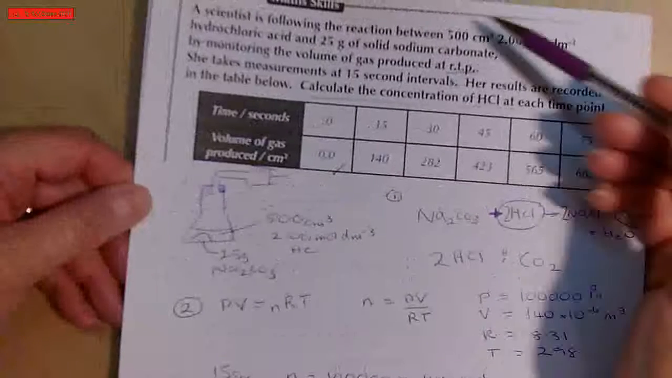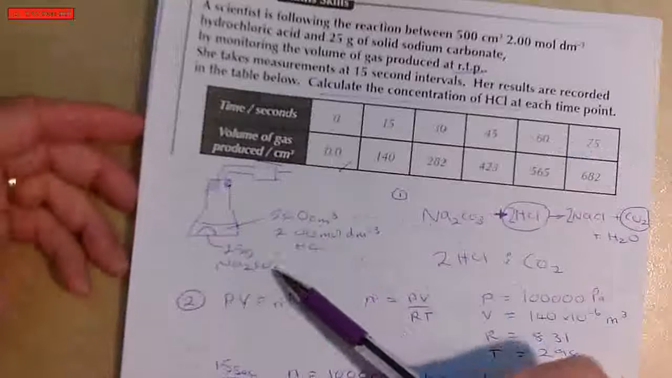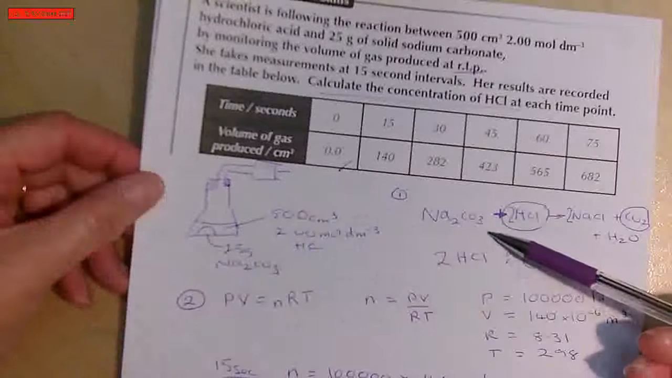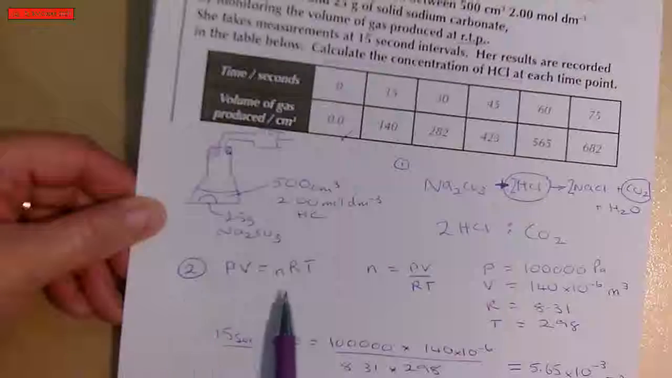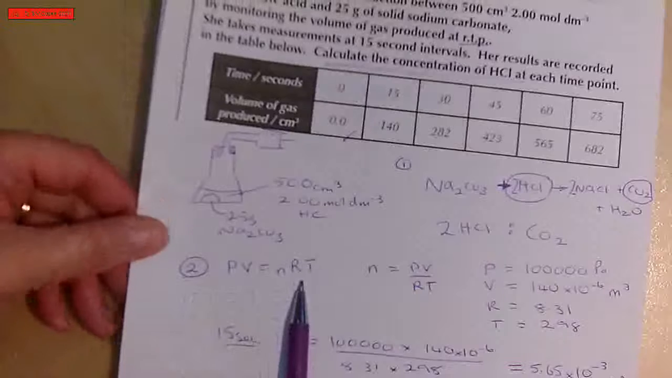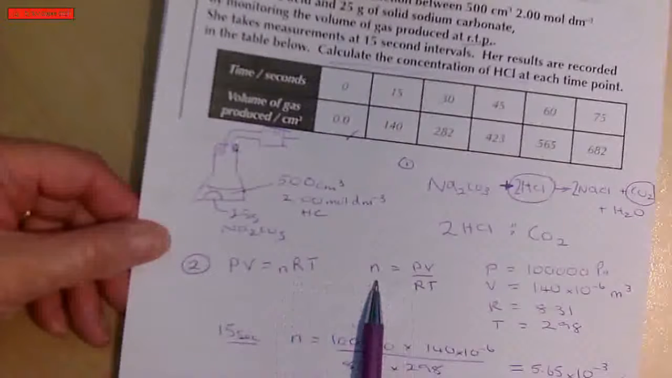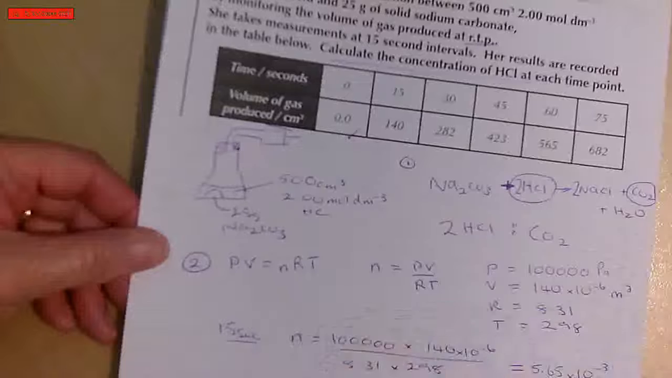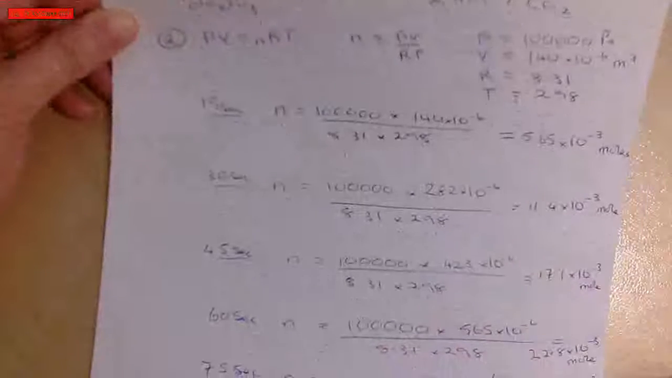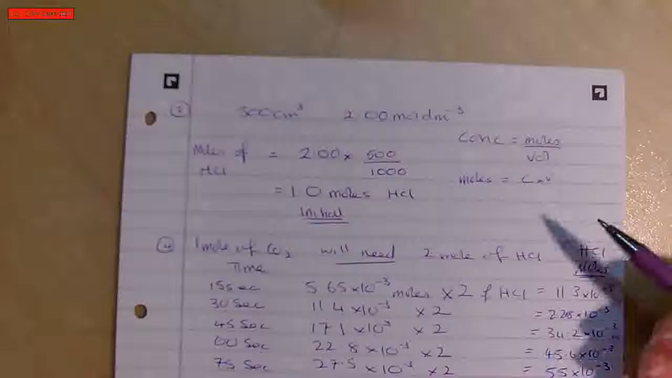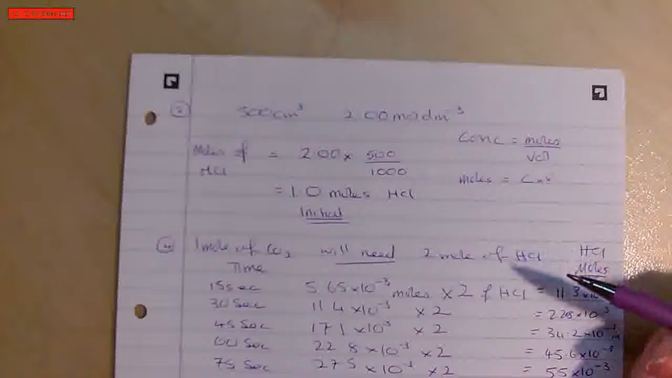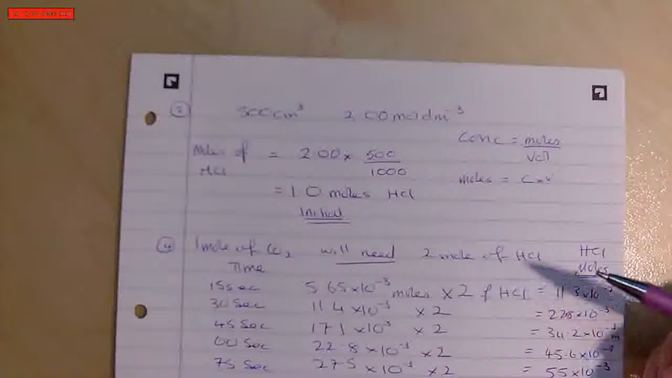Okay, so just to recap, always read the question and draw yourself a little diagram so you know what's happening. The first thing you'll need to do is to write a balanced symbol equation. If you've got gas coming off, chances are you will have to use the gas equation, and you'll have to rearrange it for the number of moles. Work out the number of moles of gas that's come off for each time period, and then you're going to have to work out what that means in terms of the hydrochloric acid or the reagent that you used.